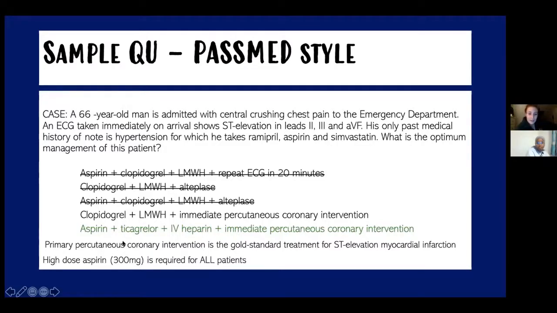And PCI is, I'm sure you all know, the gold standard for treatment for ST elevation MI. And then all patients would have 300 milligrams of aspirin. He's got nothing to say he can't have aspirin there, so you would have presumed he'd had aspirin.